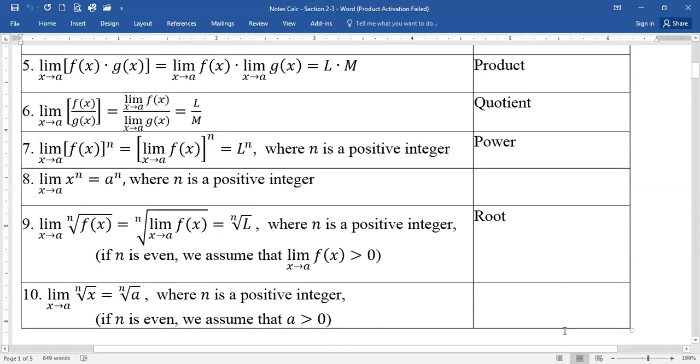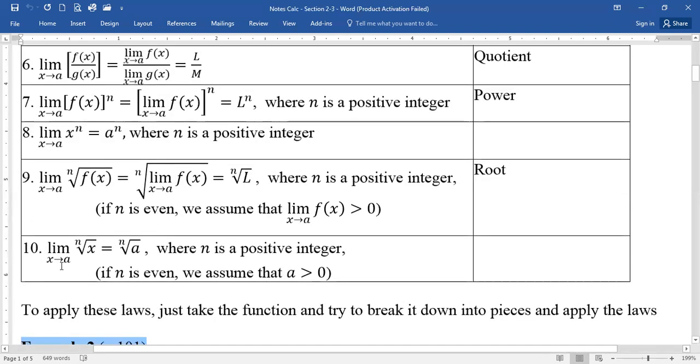And then a root, well, remember a root is really just a power also. So just like the power I can bring out, I can bring the root out. I can find the limit of the function and then take the root of the result. Again, this is where n is a positive integer: the square root, the cube root, the 4th root, the 5th root, and so on. Now, if n is even, we need to remember that we are assuming that the limit is greater than 0 because we can't take the square root or the 4th root or the 6th root of a negative number.